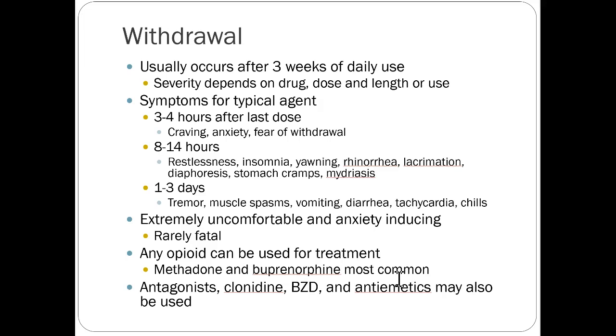Almost any opioid could be used for treatment. Methadone's a good one because it's long acting and it doesn't produce euphoria. So that might be a good drug to give somebody, and buprenorphine, just like we would treat chronic addiction. Antagonists, clonidine, benzodiazepines, and antiemetics may also be used, depending on the situation. There's some evidence that clonidine works. Benzodiazepines might help with some of the side effects too. Antiemetics, of course, to treat the symptoms.